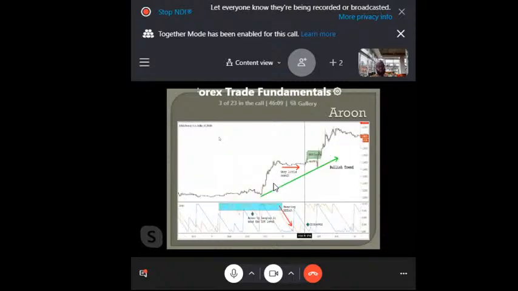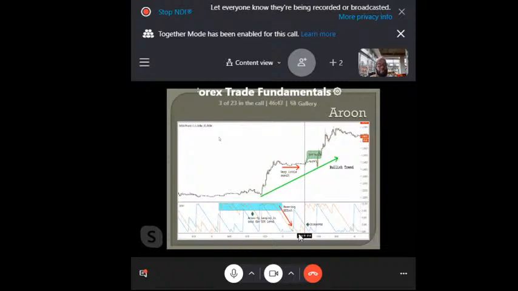Good. Now let's take a look here. Look at another join here. What do we have? Aroon Down joining with Aroon Up from above. So what do we have there? Do you have a signal there? We have a buy signal. A reversing effect at this point.